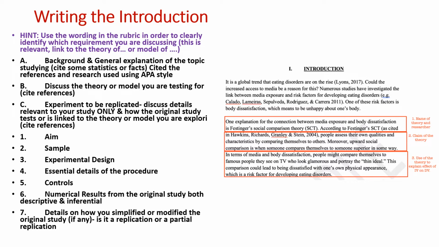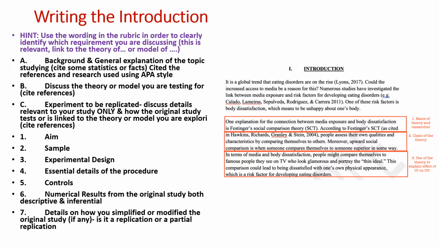And then after that, you're going to show how the use of the theory is explained in the independent and dependent variable. So C is going to be the explanation of the original study. So what study you're actually replicating, and discuss the details relevant to your study. And you can see that in the introduction in the yellow book. It's kind of a big chunky third paragraph, I believe, and it shows what the study was, and it talks about the aim, sample, design, essential procedures, controls, and even put some of their numerical results, some of their statistical results of the original study.